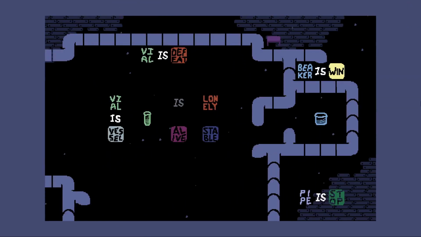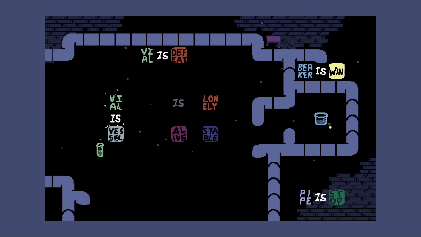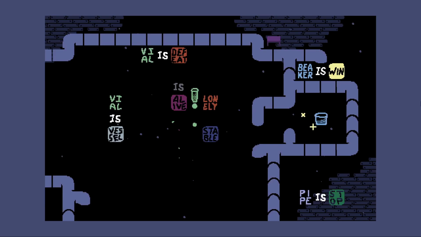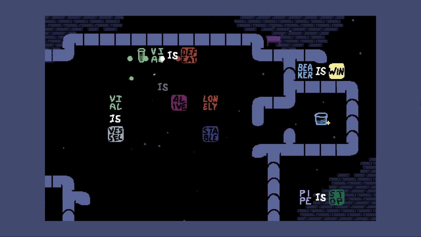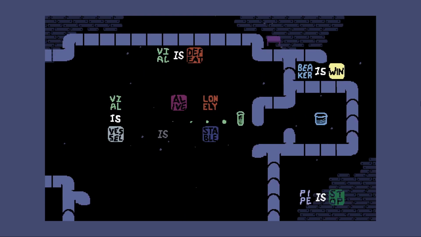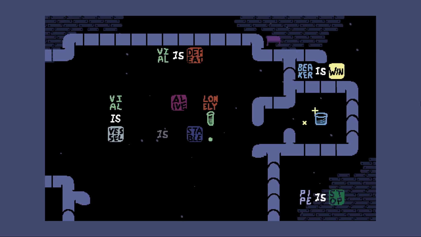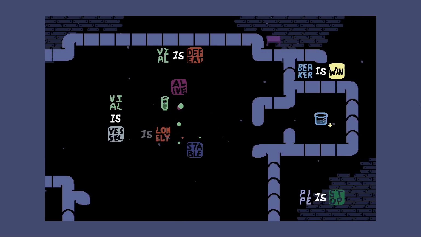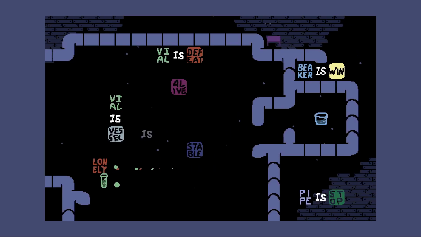Unstable combination. Oh, we got a lot of stuff. We got vessel, alive, and stable. We got all three. And also I am vessel instead of you. I am also defeat. Interesting. Beaker is win, but I need to be alive on the beaker. Lonely. Well, interesting thing is that once I'm on the beaker, I'm no longer lonely. So maybe I'll make lonely vial as vessel.